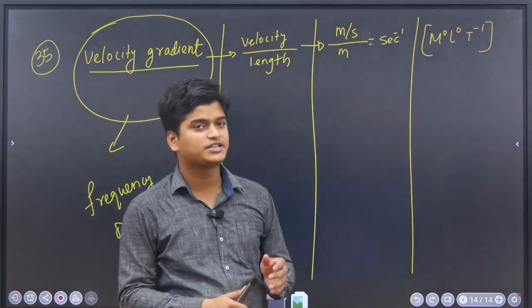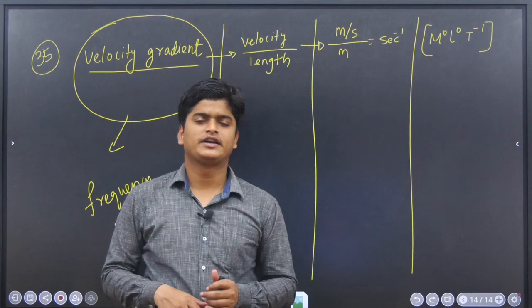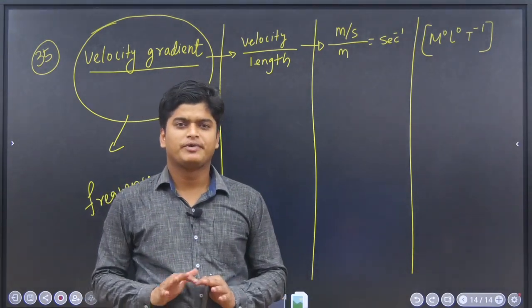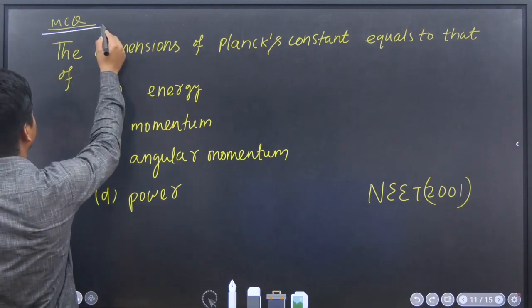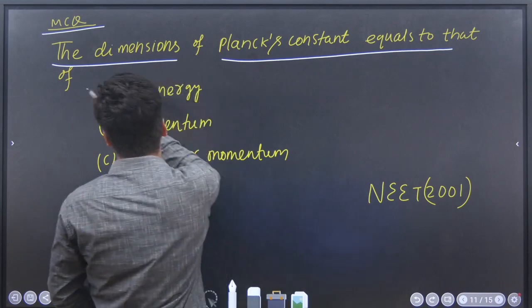I hope you understand this. So we understood today all the physical quantities and how to write their dimensions. Now we will solve some MCQs based on this. Here, understand the MCQ: the dimensions of Planck's constant equal that of what?